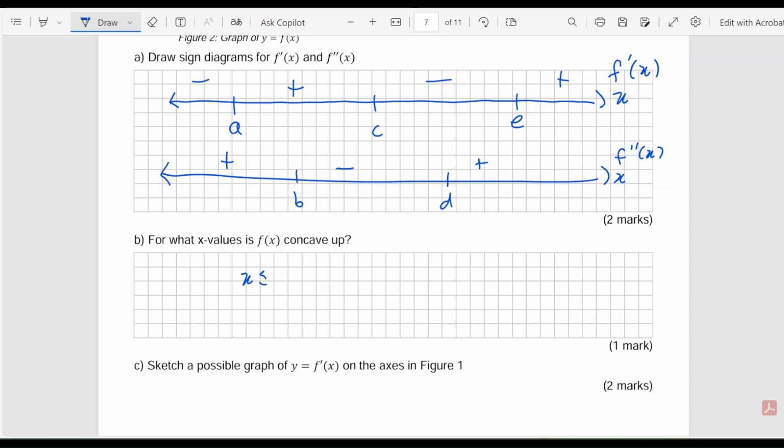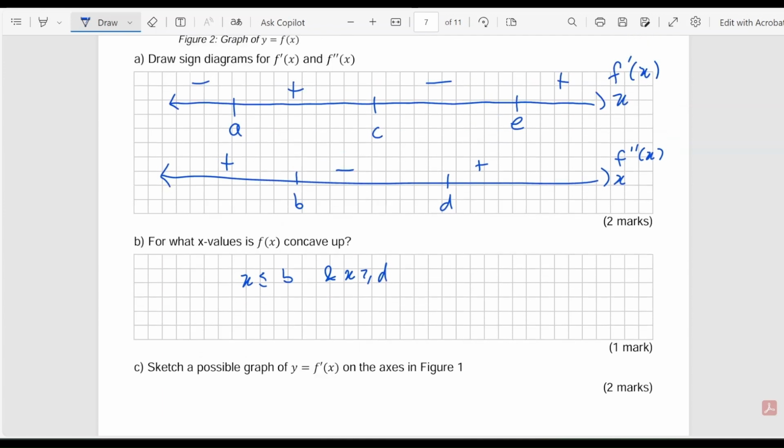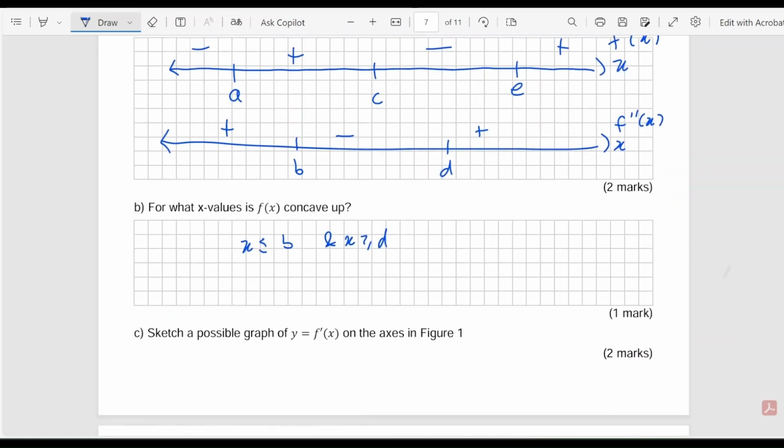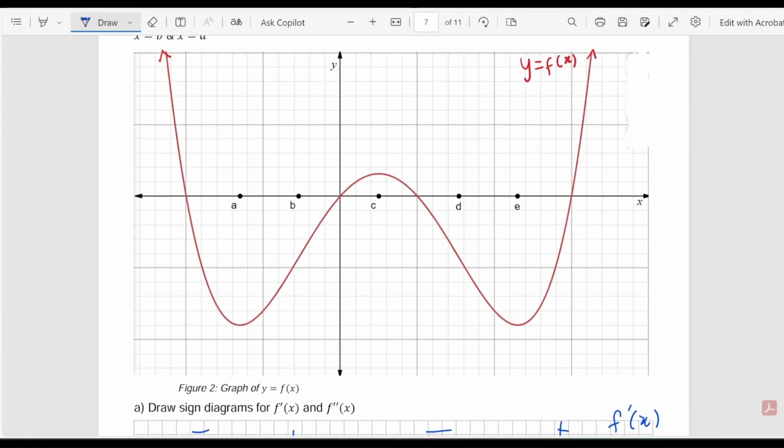For what values is it concave up? So this is going to be x is less than B, and x is greater than D. So that's the two pluses on the other sign diagram. It's also when we have a happy base shape on the graph. Sketch a possible graph of the derivative. So stationary points become x-intercepts. There, and there. And inflection points become turning points.